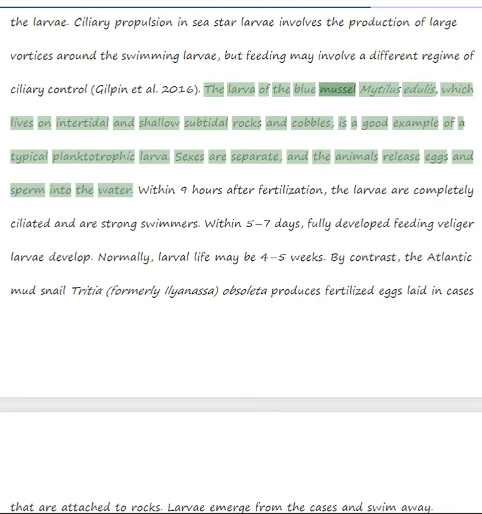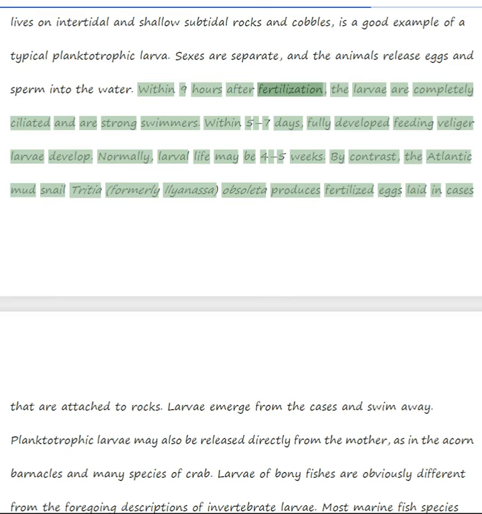The larva of the blue mussel Mytilus edulis, which lives on intertidal and shallow subtidal rocks and cobbles, is a good example of a typical planktotrophic larva. Sexes are separate, and the animals release eggs and sperm into the water. Within 9 hours after fertilization, the larvae are completely ciliated and are strong swimmers. Within 5-7 days, fully developed feeding veliger larvae develop. Normally, larval life may be 4-5 weeks.